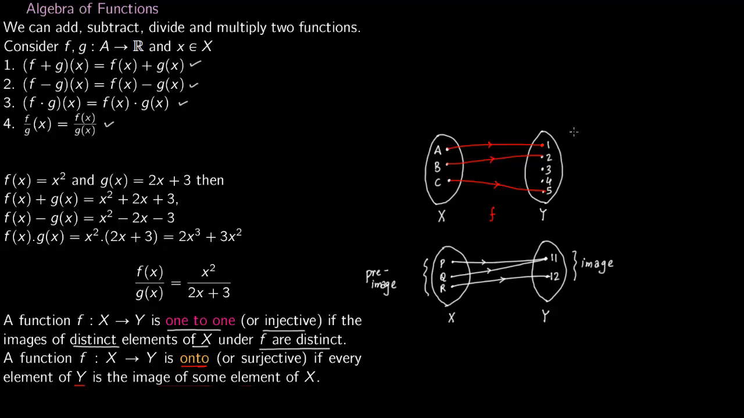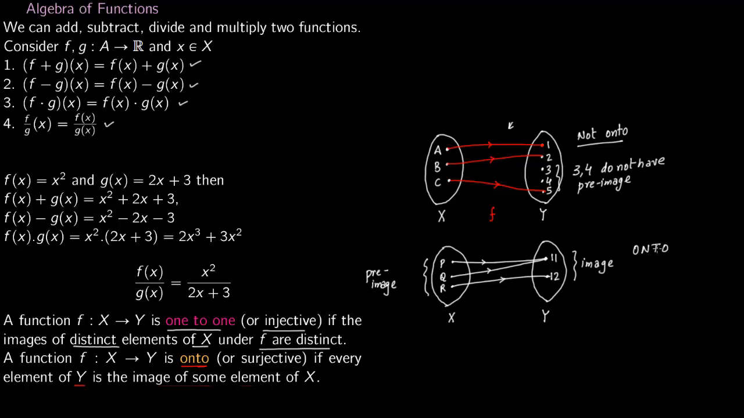On the other hand, this is not surjective or not onto, because you have these two elements 3 and 4 here, and 3 and 4 do not have a pre-image. So they have no element in X which maps to them. So this is not onto, whereas this is onto.